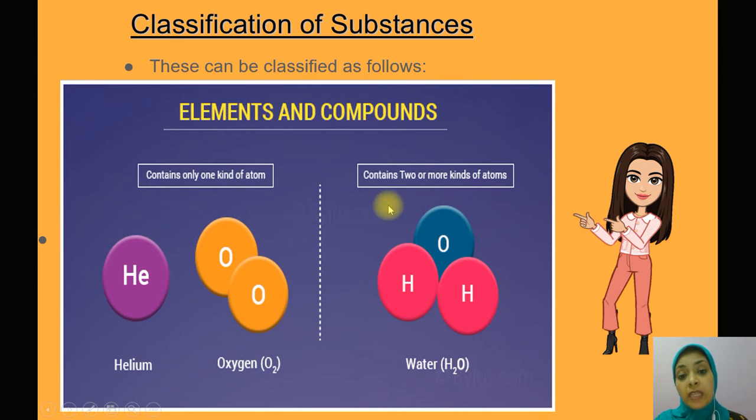What about the compounds? The compounds contain two or more kinds of atoms. If we take one of the oxygen atoms and make it combine with the hydrogen atoms, so we have two different kinds of atoms. In this case, we can say that this is a form of compounds, not a form of elements. This is the difference between elements and compounds.